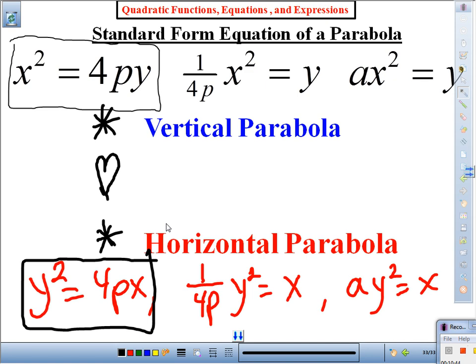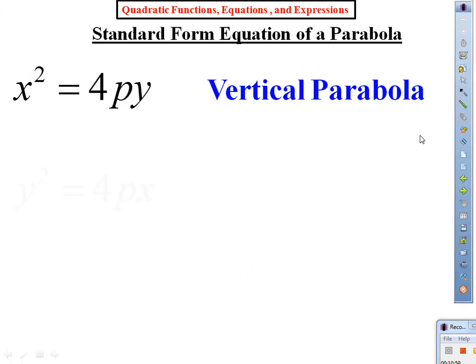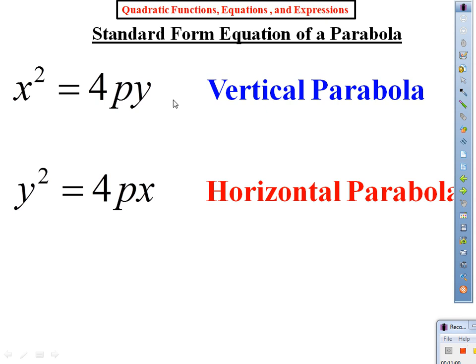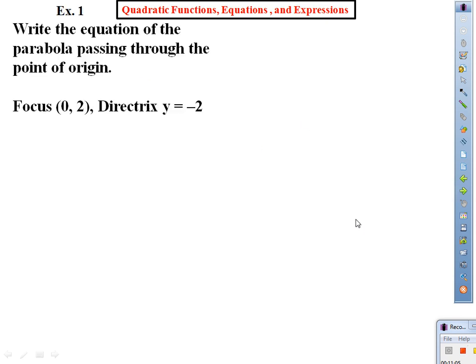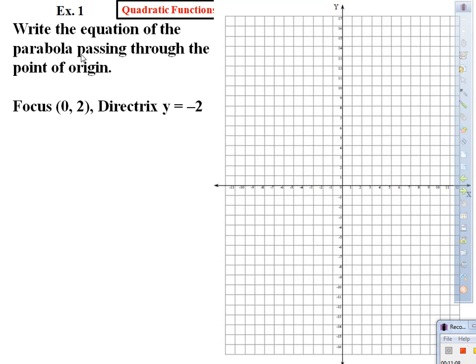Okay? All right. Get your graph paper in front of you. Once again, we're focusing on this one for the vertical, this one for the horizontal. Copy this one, example 1. It says, write the equation of the parabola passing through the point of origin with focus (0, 2) and directrix y equals -2. Copy that. You got 40 seconds. Then I'll go over that one with you.